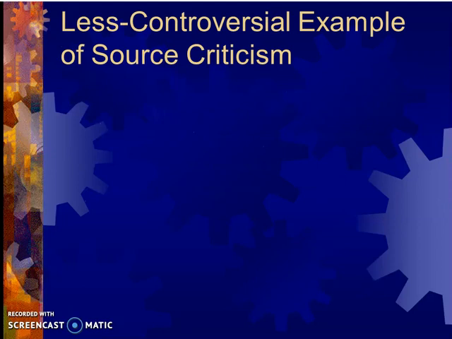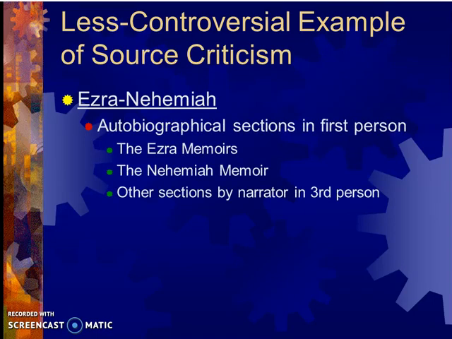On the other hand, there are places where clearly the biblical authors are using sources. One place where this occurs is in Ezra and Nehemiah. There are autobiographical sections in both Ezra and Nehemiah where Ezra speaks in first person about himself, sometimes called the Ezra Memoirs. And in Nehemiah, sometimes Nehemiah speaks in first person about himself. This is called the Nehemiah Memoir. And other sections are by narrators who talk about Ezra or who talk about Nehemiah in third person. And so there, you have three different sources: the Ezra Memoirs, the Nehemiah Memoirs, and the narrator, who seems to be different than either one.